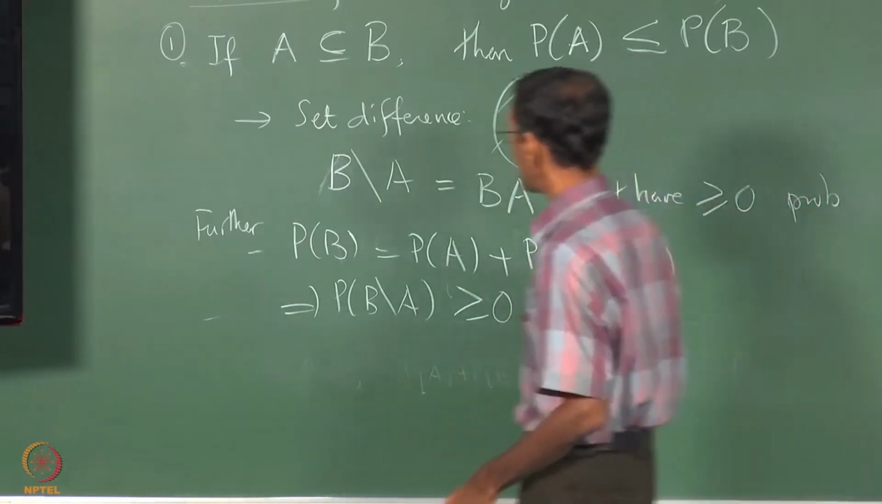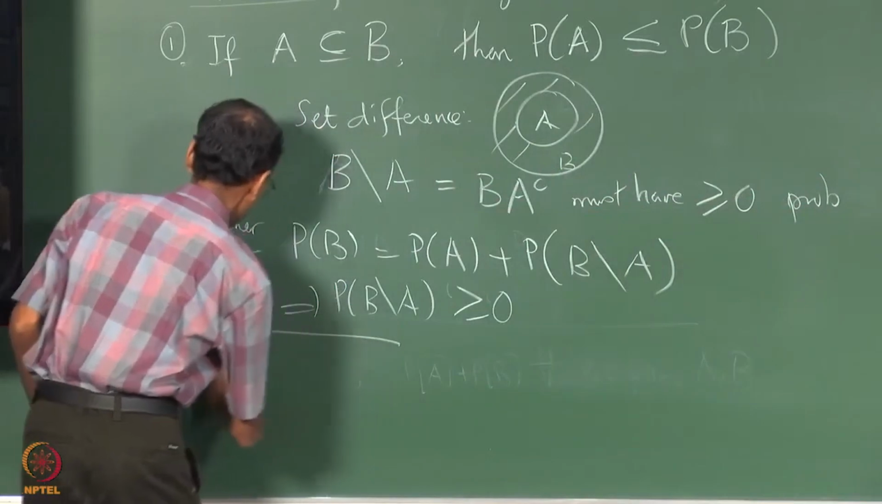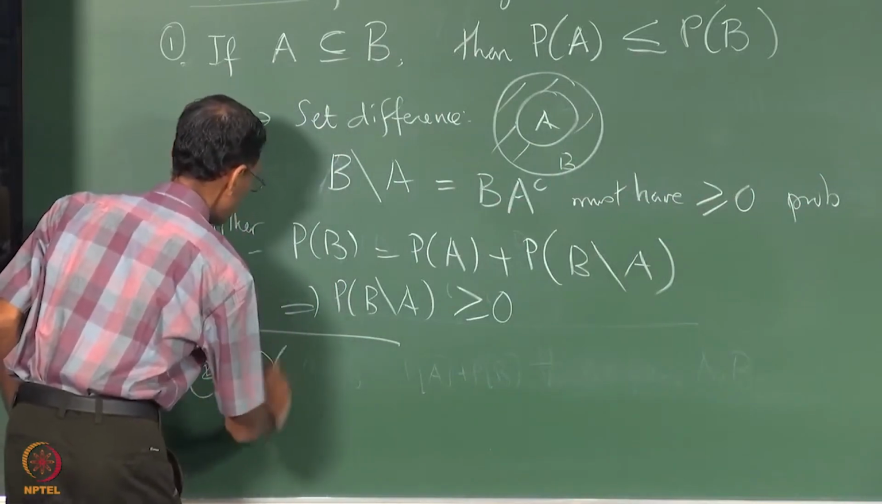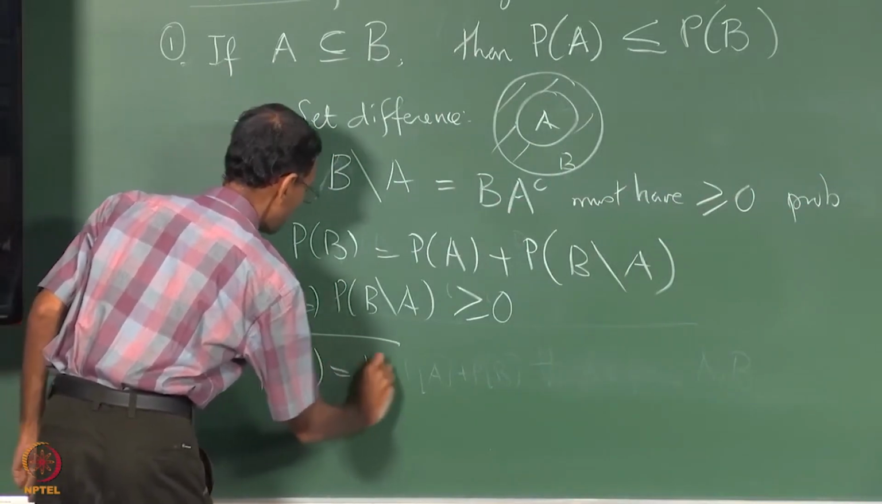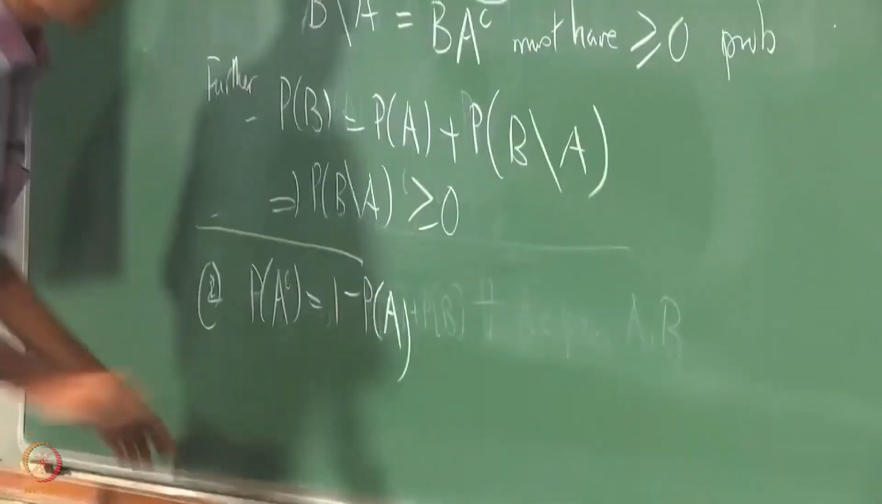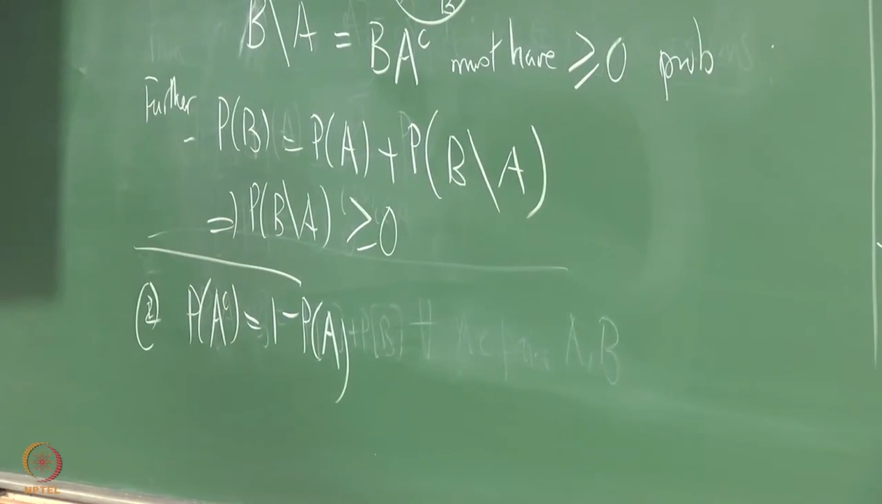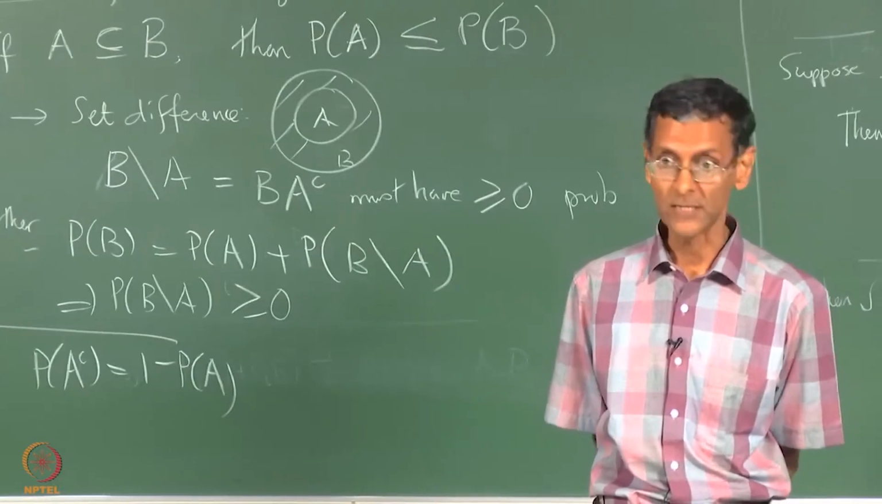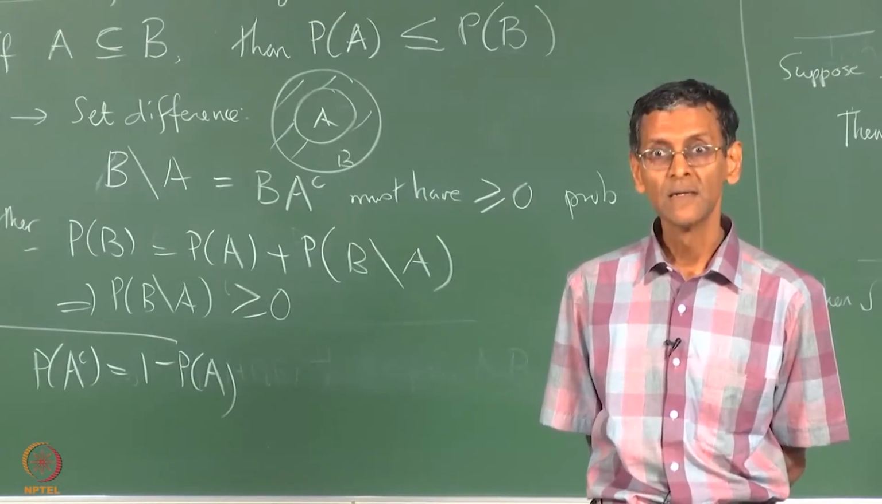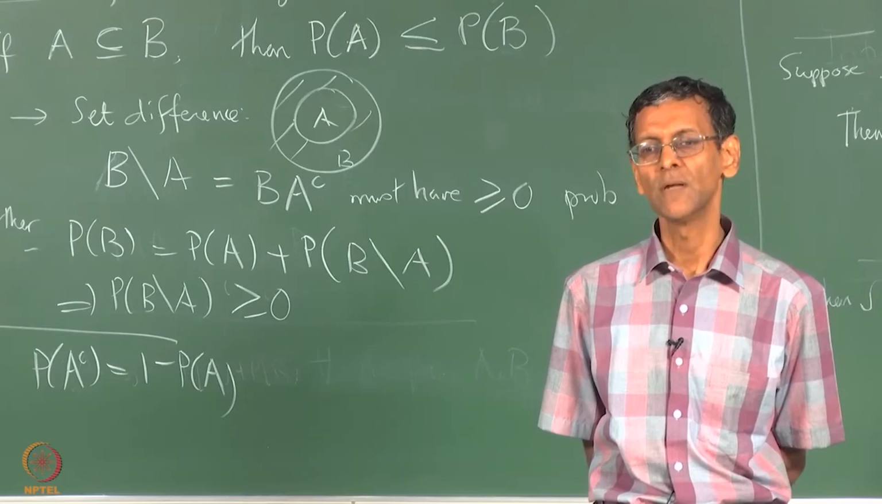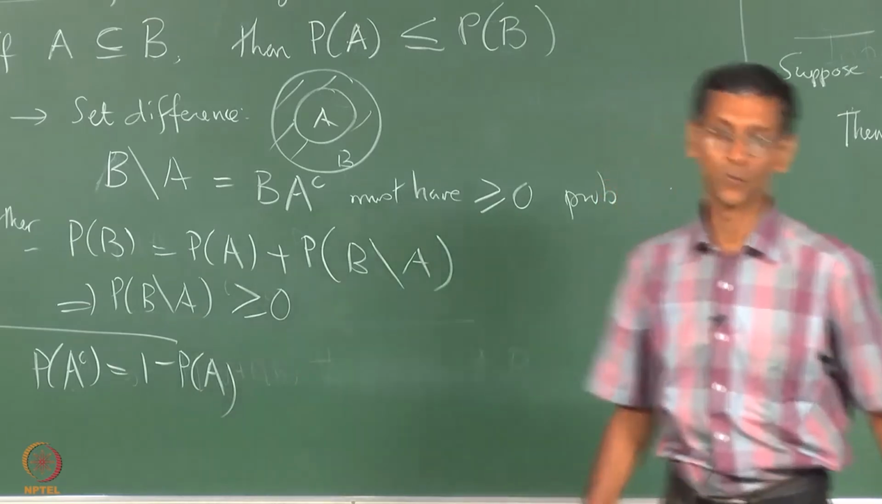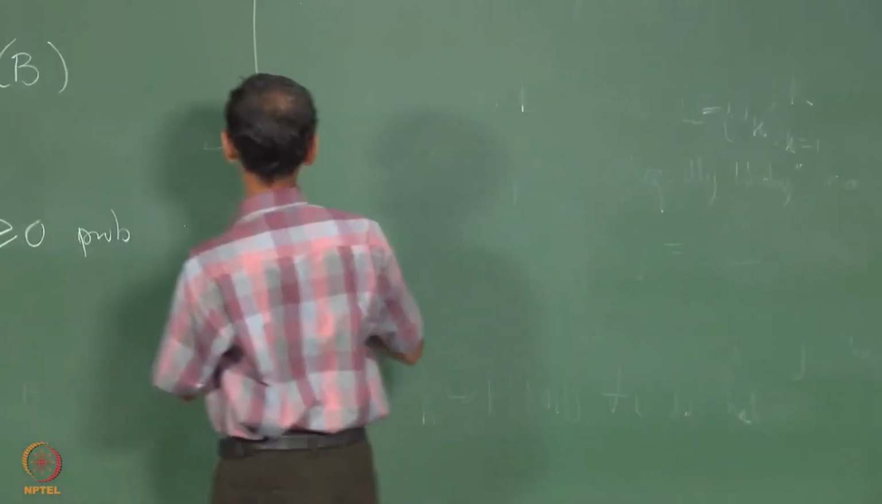Clearly the probability of the complement must be equal to 1 minus P(A). I do not think we need to spend more time, this is so obvious. Remember omega is A union A complement always, for any A, and they are by definition exclusive, and therefore this follows.